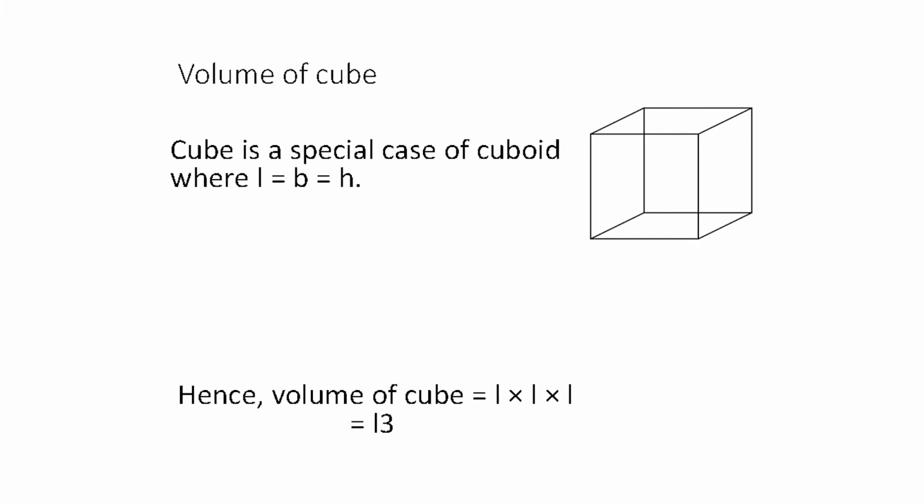Cube is a special case of cuboid where length is equal to breadth is equal to height. All three are same. Hence, volume of cube is equal to length multiplied by length multiplied by length, that is equal to length the whole cube.